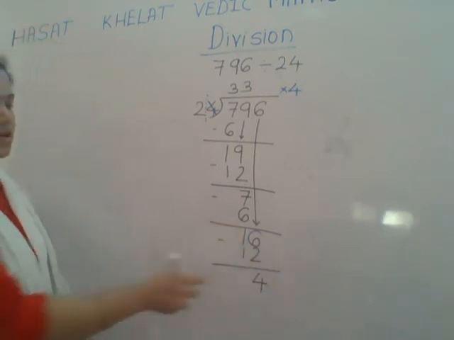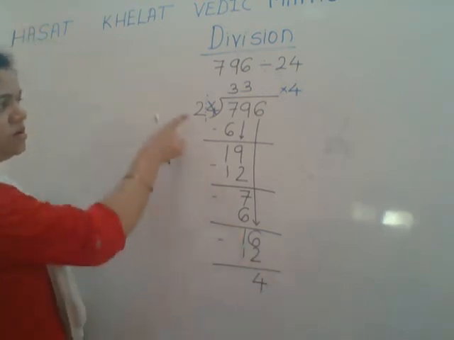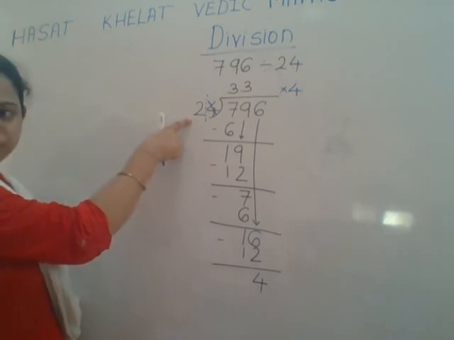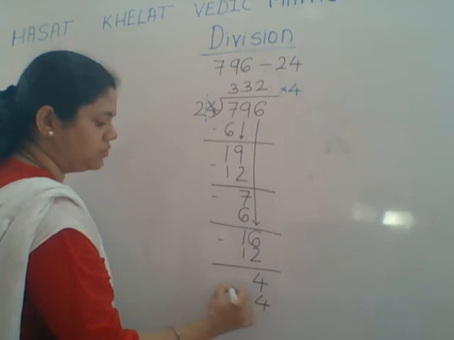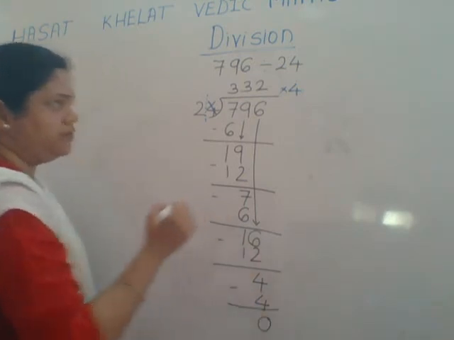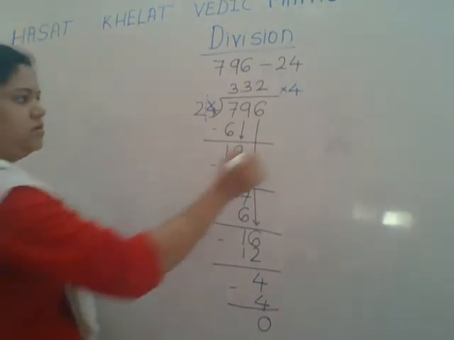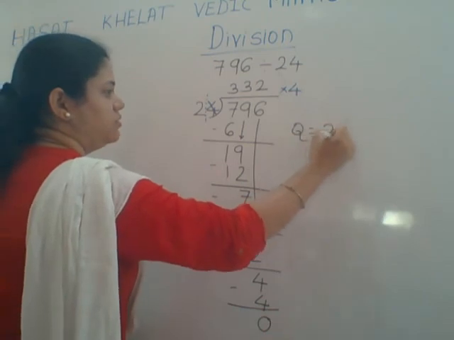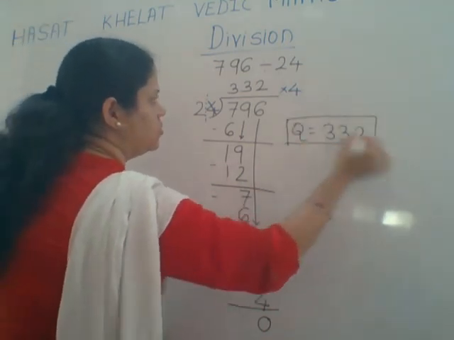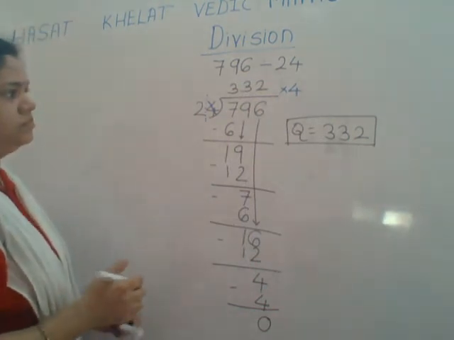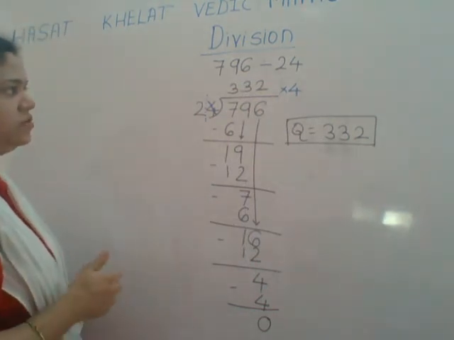Now this number 4 is divisible by 2. I write 2 2s are 4. And remainder we got as 0. Our quotient is what? 332. This is our quotient.